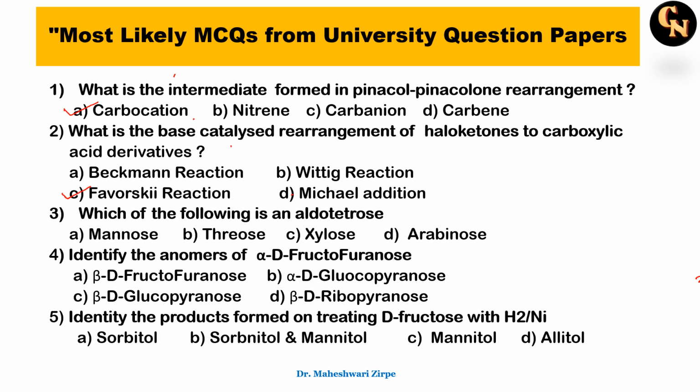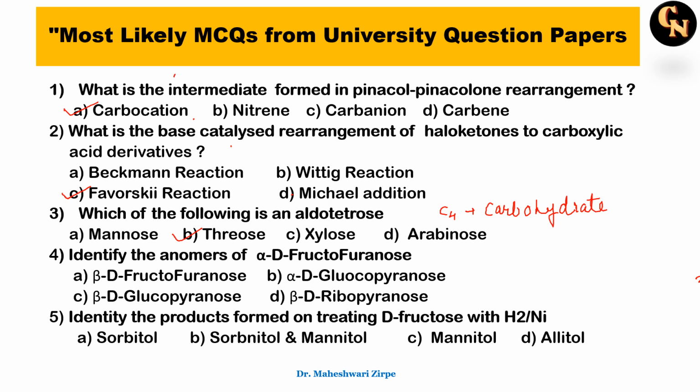Then the third one is, which of the following is an aldotetrose? We have seen carbohydrates in previous videos. Aldo means aldehyde and tetra means 4 carbon chain. Okay, it is a 4 carbon chain carbohydrate. So among these, mannose has 6 carbon, threose has 4 carbon. So obviously B is the correct option.